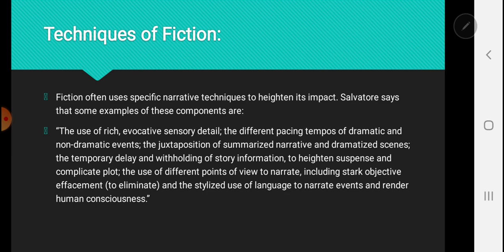The temporary delay and withholding of story information to heighten suspense and complicate plot, the use of different points of view. As we have already discussed, the point of view and the tree diagram of the novel. It refers to that particular point of view, the narrative perspective, including stark objective effacement. Effacement means to eliminate something. And the stylized use of language to narrate events and render human consciousness. So these are the techniques that are used, that at times the things are willingly or consciously dramatized just to create or heighten the suspense or to raise curiosity.